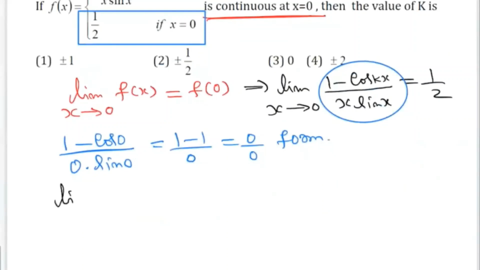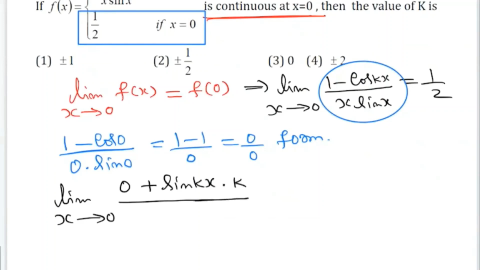So before you take the limit, just differentiate numerator and denominator separately. The derivative of 1 is 0, the derivative of cos is minus sin, so that becomes plus sin of kx into the coefficient of x, that is k, by the chain rule. Here, the product rule: differentiate the first, keep the second as it is, plus keep the first as it is, differentiate the second, the derivative of sin x, cos x.